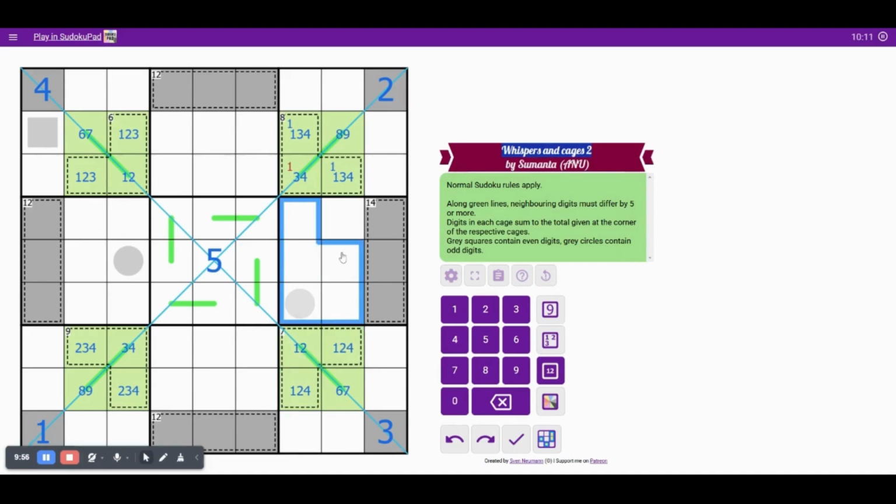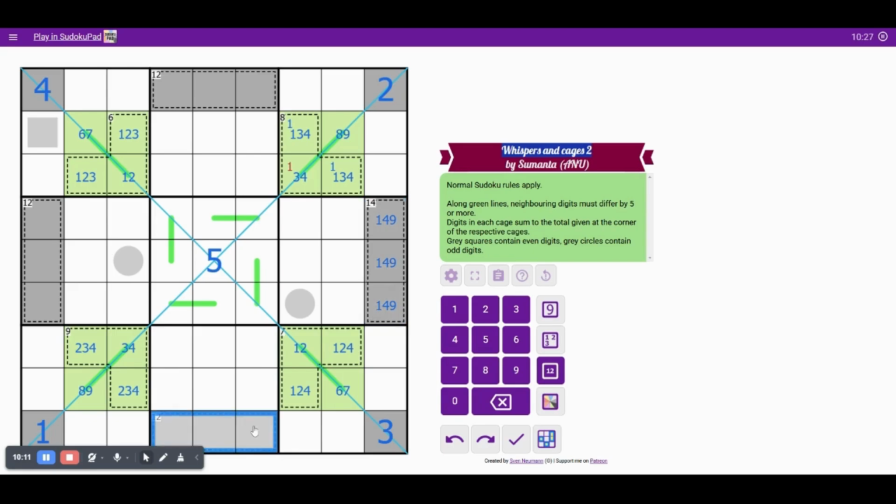So this 6 cell will not have any more 1 in it. So the 1 will go in this box. Same thing is true for 4. So the 1 and the 4 will go here. And this cell, these cages add up to 14, so I will have a 9 here.